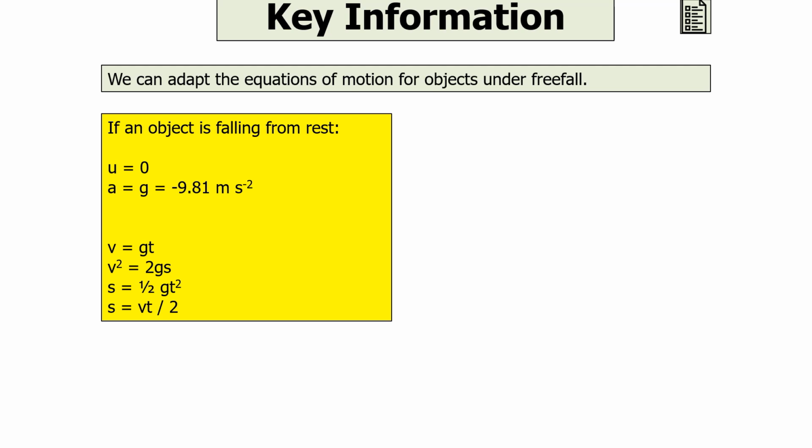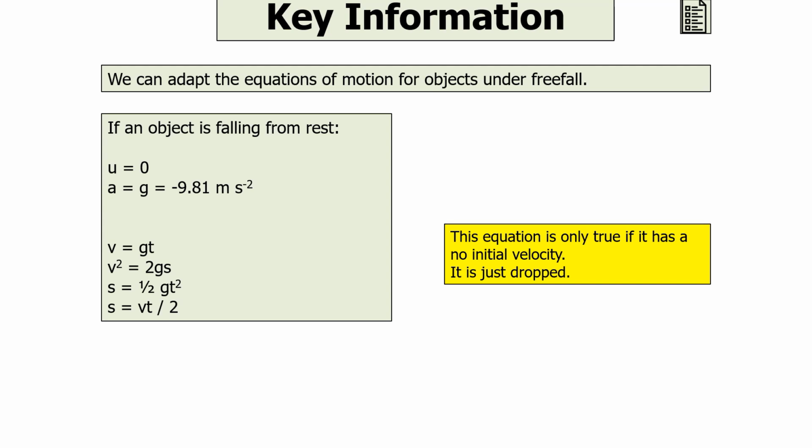So our equations of motion simplify to v equals gt, v squared equals 2gs, s equals a half gt squared, and s equals vt over 2. Now this equation is only true if it has no initial velocity, it's just dropped.